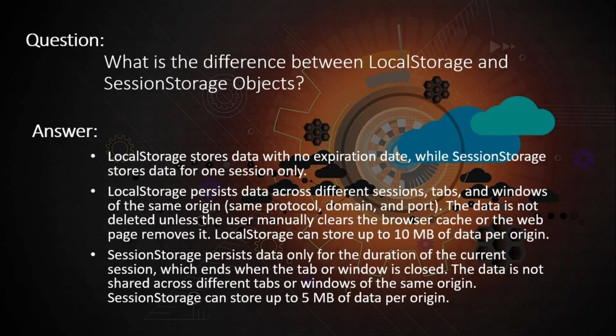What is the difference between local storage and session storage objects? Local storage stores data with no expiration date, while session storage stores data for one session only. Local storage persists data across different sessions, tabs, and windows of the same origin, same protocol, domain, and port. The data is not deleted unless the user manually clears the browser cache or the web page removes it. Local storage can store up to 10 megabytes of data per origin.